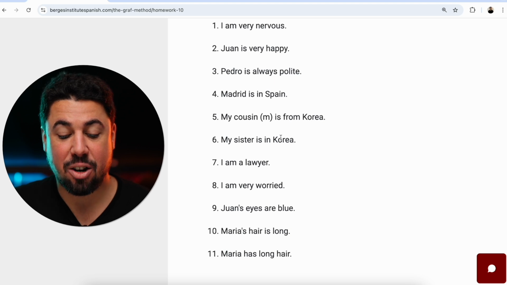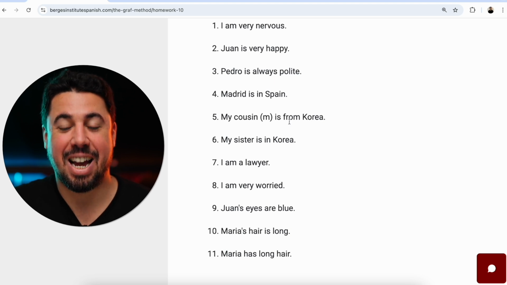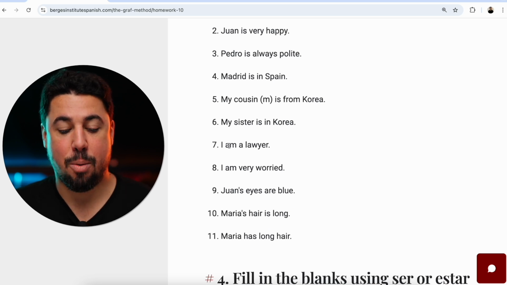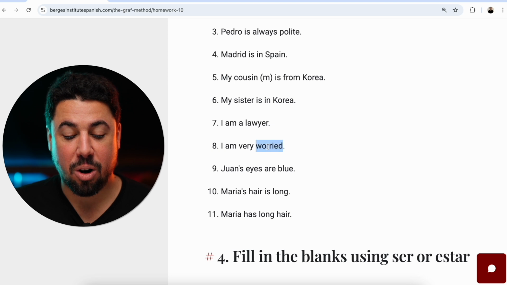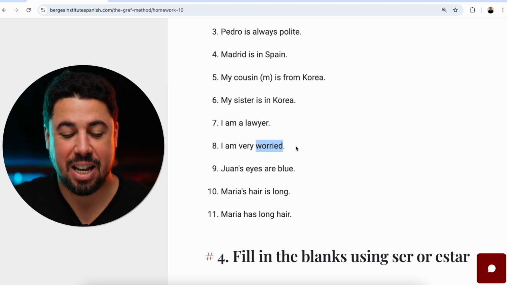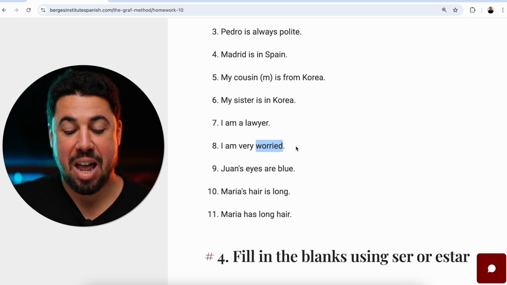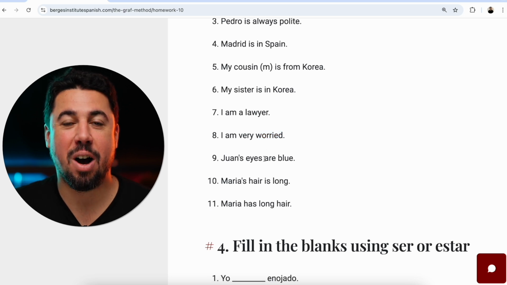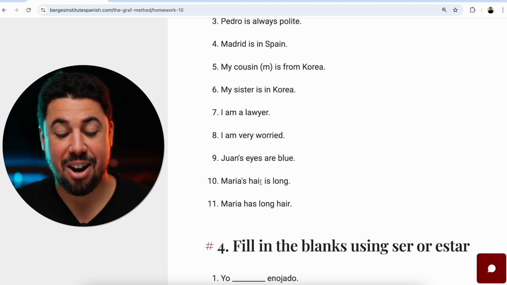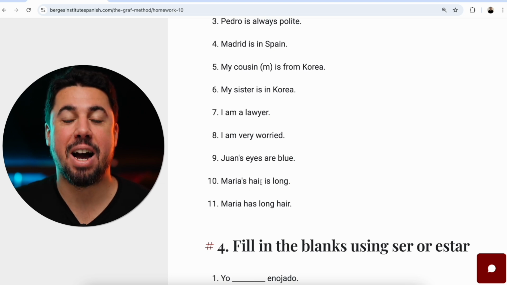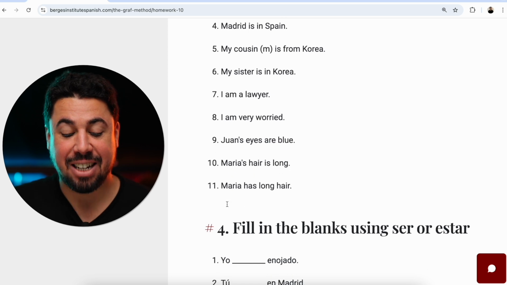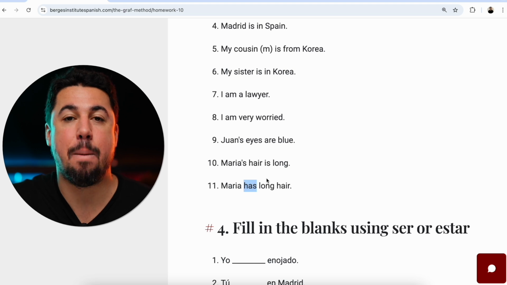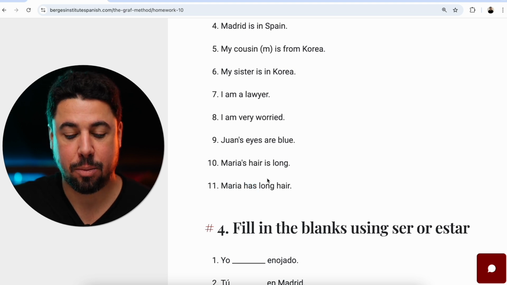My sister is in Korea. Mi hermana está en Corea. This is a location. I am a lawyer. Soy abogado. I am very worried. Being worried is a status or a state. Estoy muy preocupado. Juan's eyes are blue. Los ojos de Juan son azules. Maria's hair is long. El pelo de María es largo. Maria has long hair. María tiene pelo largo or María tiene el pelo largo, with or without the article.